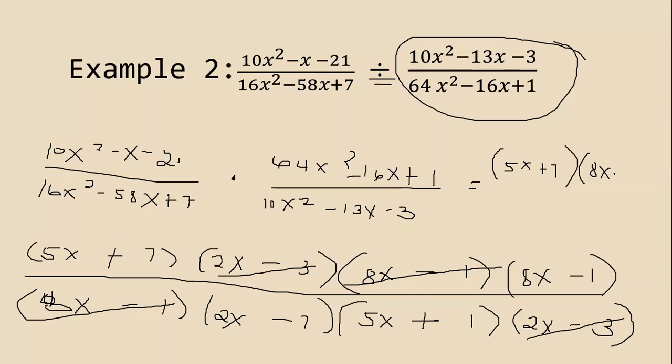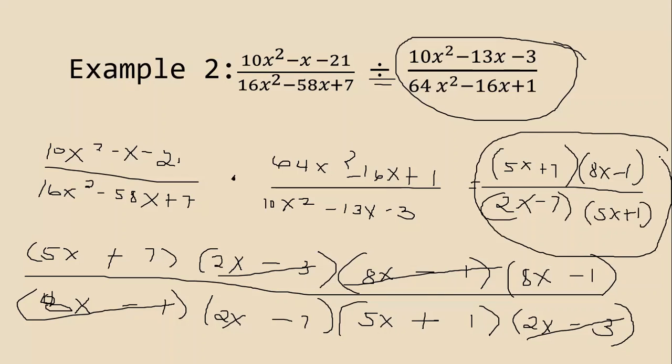Okay, so ang matitira po sa atin is 5x plus 7 and 8x minus 1. And in the denominator, ano ang natira? 2x minus 7 and 5x plus 1. And that's our final answer.